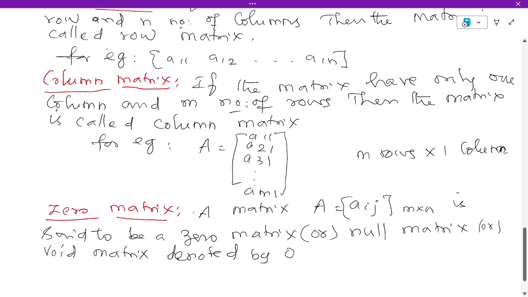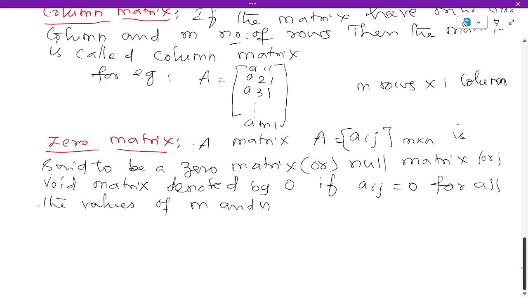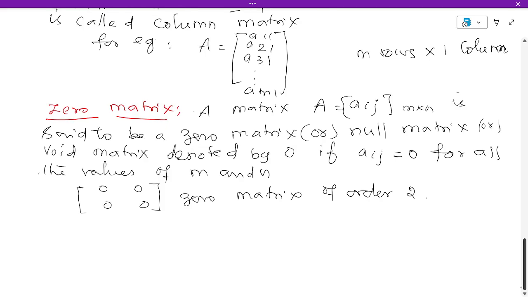denoted by zero, if all the entries of Aij equal to 0. Aij equal to 0 for all the values of m and n. See, for example, if I write the zero matrix of order 2, then we can write 0, 0. It is a zero matrix of order 2. Similarly, if you want to write the zero matrix of order 3, then you have to write the 3 by 3 matrix.